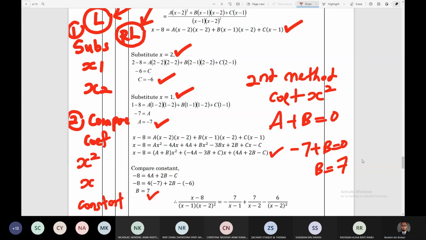Okay. And last, write down the answer in the partial fraction: negative 7 over (x minus 1), plus 7 over (x minus 2), minus 6 over (x minus 2) squared. Okay, check answer you. Okay, yang penting question 9 ni you buat saja dia punya step ini, dia punya soalan ni step by step. Okay, settle question 9A and question 9B.